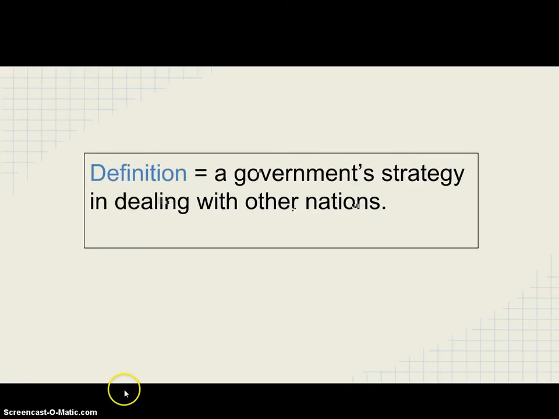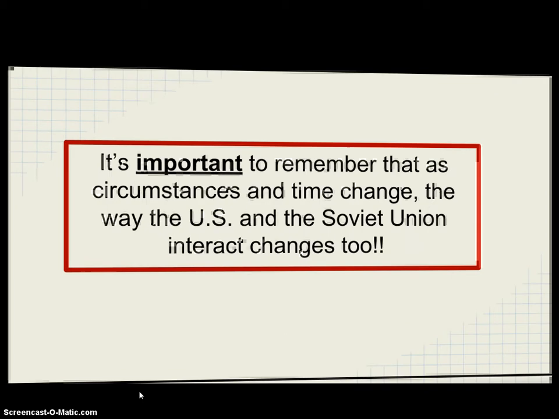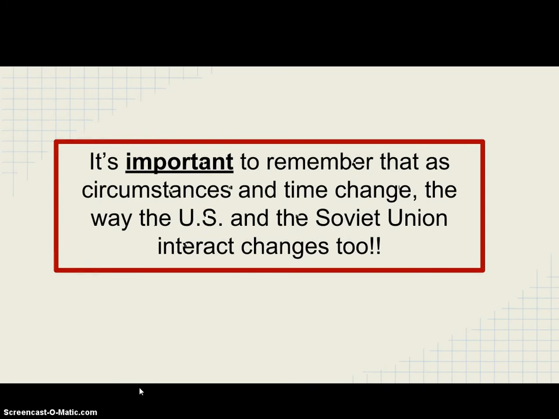Foreign policy is a government strategy in dealing with other nations. So we're specifically going to look at how the United States deals with the Soviet Union during the Cold War. Before we start, it's important to remember that as circumstances and time change, the way the U.S. and the Soviet Union interact changes too. In some points, we're going to be sworn enemies. In other times, we're going to be trying to work together. So it's important to know what's going on in the world during each of those particular periods.